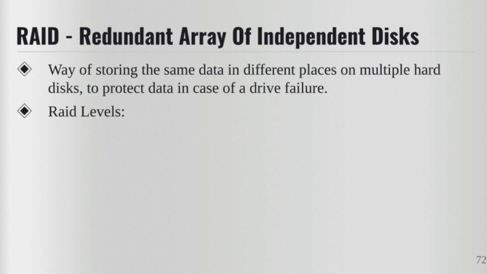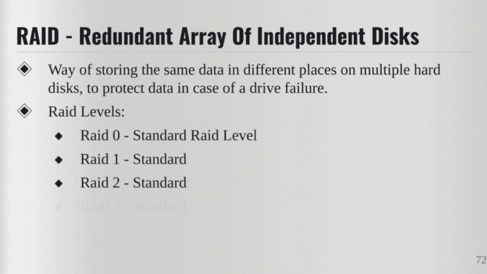Now there are different RAID levels available. However, for this tutorial series, we are going to discuss only a few of them. There are two types of RAID levels. One is standard and the second is nested. The standard ones are RAID 0, RAID 1, RAID 2, RAID 3. There are more as well, but like I said, we'll discuss these in terms of standard RAID levels. For nested, we'll only discuss RAID 10.